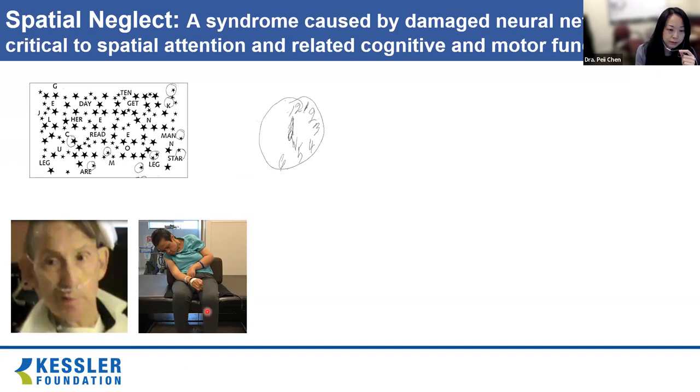This is an even more severe case. Her eyes are not just looking toward the right side, but her entire body is leaning toward the right side, because her subjective body center has been shifted from the center to the right side. So from her perspective, the center is more on the right instead of centered. And so you can observe patients this way.